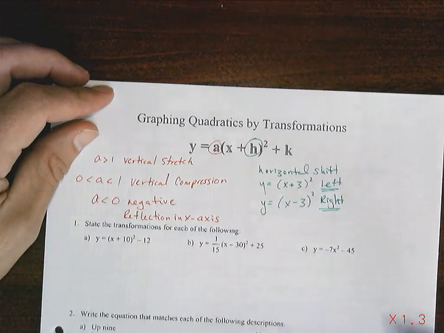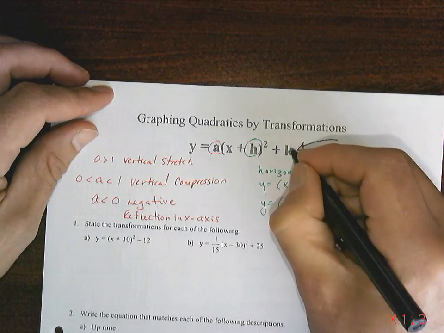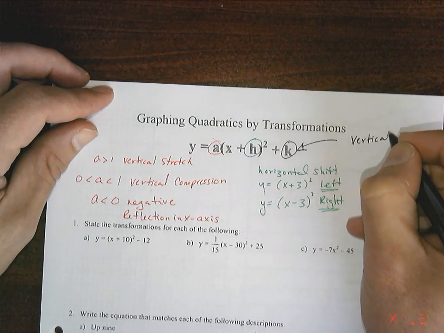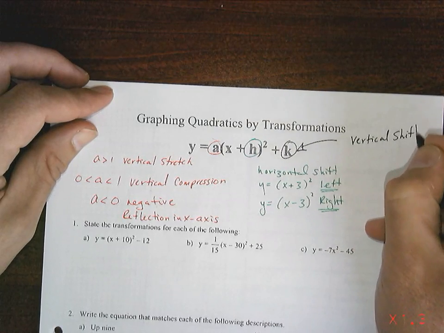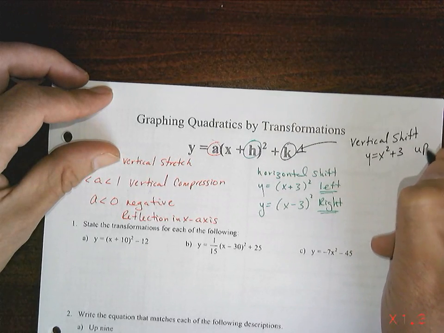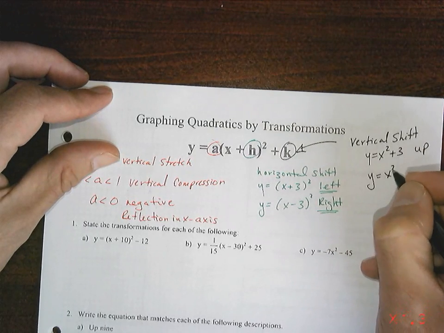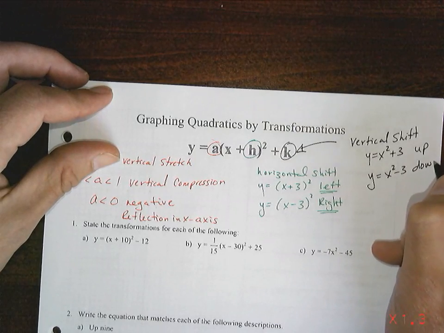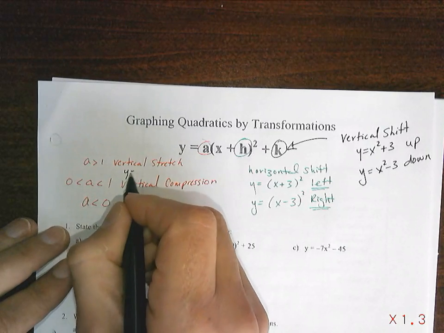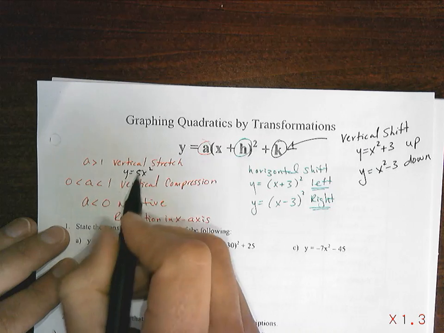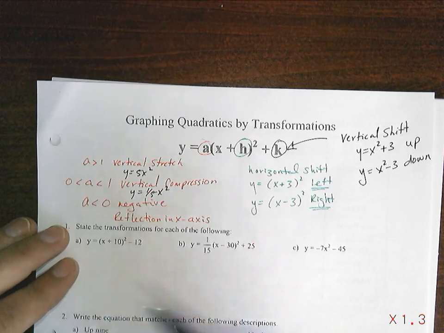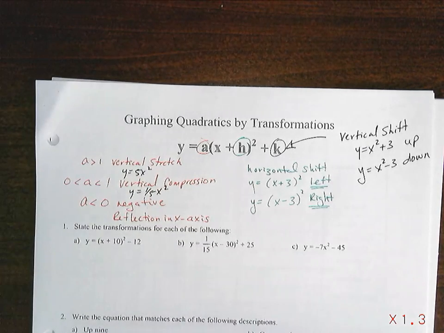And the last one is the K value. That's going to give you a vertical shift. That's up and down, right? So if you get this, that's up. And if you get this, that's down. Just to give you an example over here, a vertical stretch would be something like 5x squared maybe. A vertical compression would be 1 divided by 5x squared. And a negative is just putting a negative in front of either one of those.